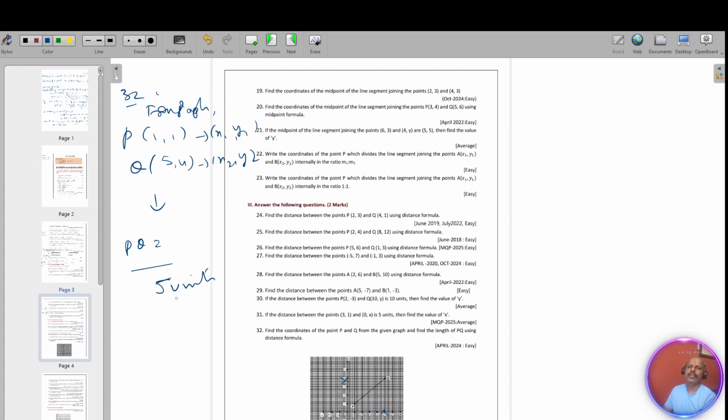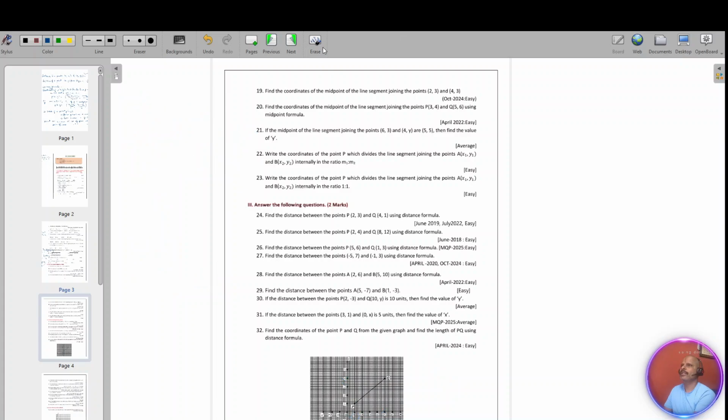Solve it yourself. Okay, I told you just to read from the graph. How to read from the graph, you know. For P, where it lies on the x-axis, you draw a vertical line. It meets the x-axis at some point. That value will be the x coordinate. Horizontal distance is the x coordinate, vertical distance is the y coordinate. Okay, we'll see the next question.